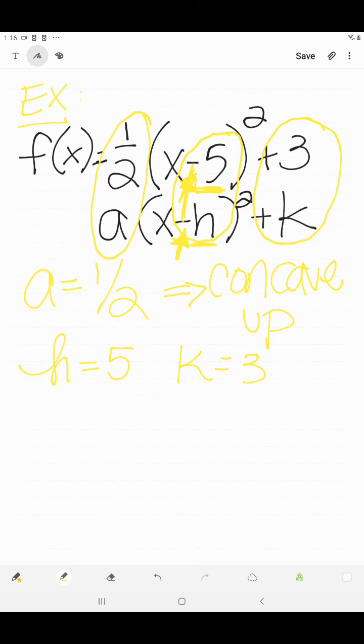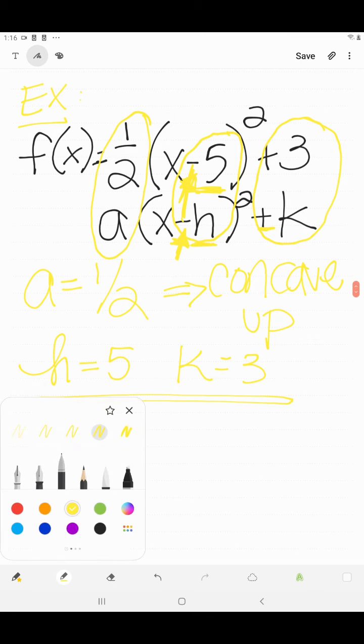K is not opposite, okay? Because you see how we have a plus 3? That doesn't change anything. So we have whatever number is given there. We have our vertex at (5, 3), and we know it's concave up. This right here is the highest point or the lowest point, depending on how it opens. And we'll see what that looks like.